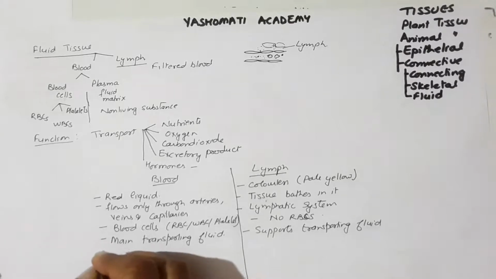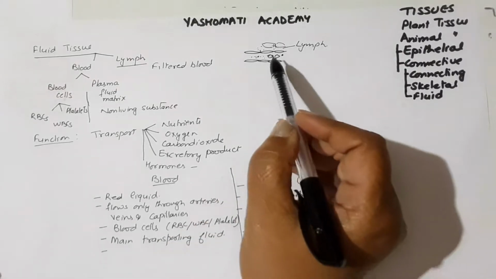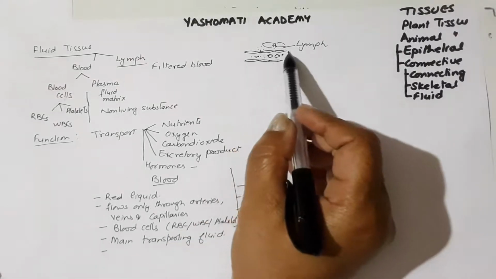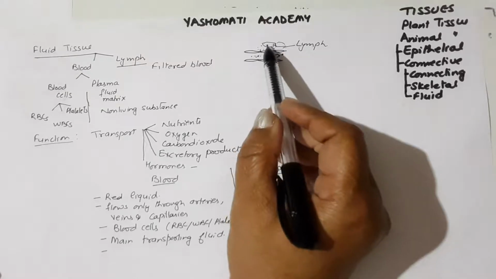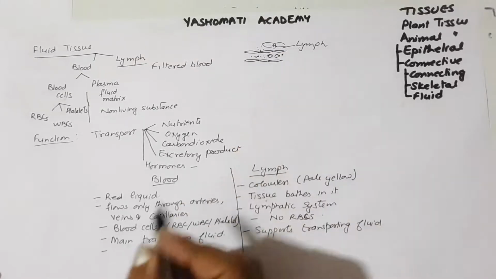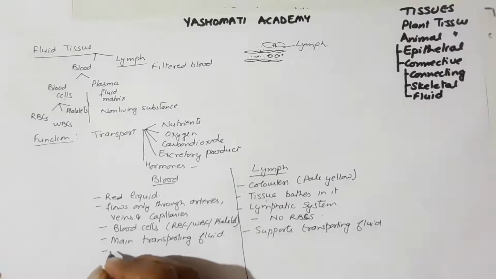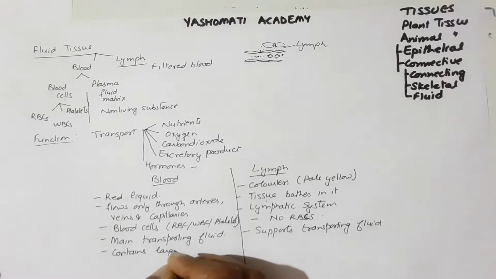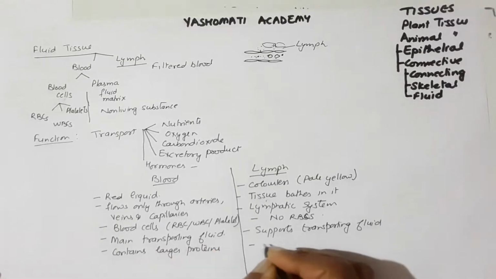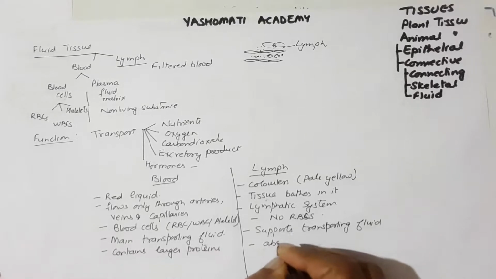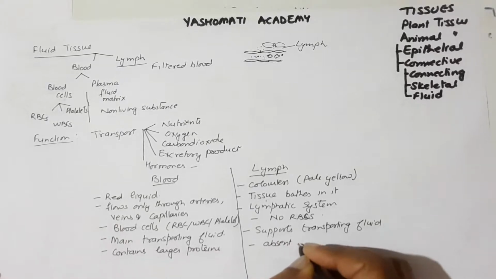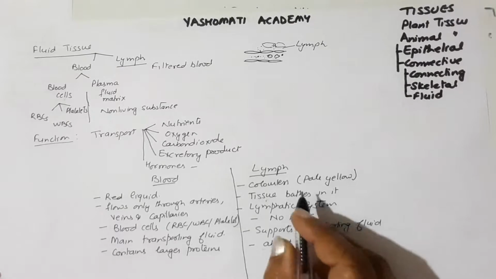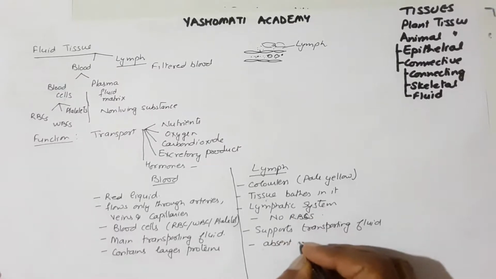And another difference may be that, as we saw, through the capillaries the bigger proteins cannot come out. So the composition of blood is that it contains larger proteins, whereas such proteins are absent in the case of lymph.